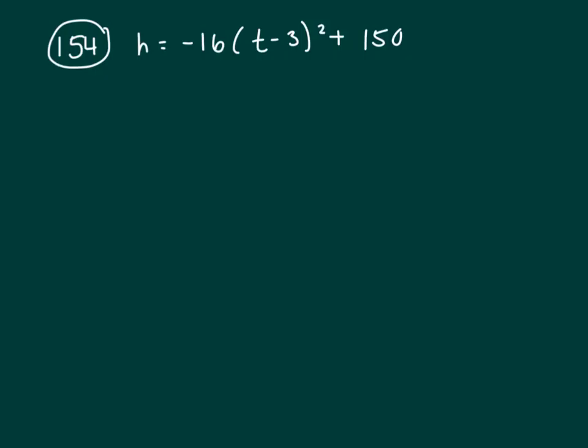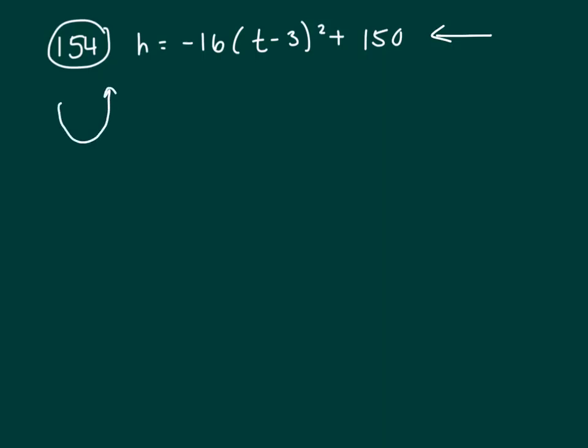We're trying to figure out at what height in feet is the object 2 seconds after it reaches its maximum height. If you were to square out the t minus 3, you would have a quadratic, meaning the highest exponent on the variable would be 2. It'd be a t squared. And the graph of a quadratic is a parabola.